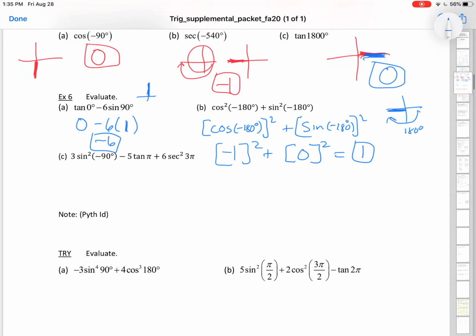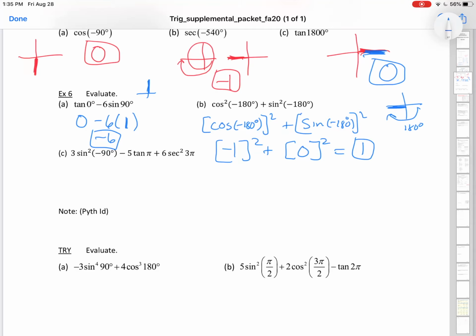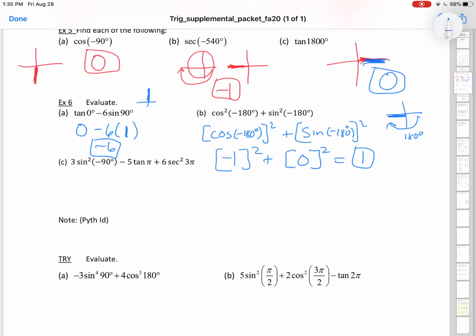Okay, you'll see a Pythagorean relationship that sine squared plus cosine squared of any angle is equal to 1. It's pretty cool, and it always works. And it's because of the circular nature of everything, why we had you do circles in Appendix B. So here we have 3 times whatever the sine of negative 90 degrees is squared.